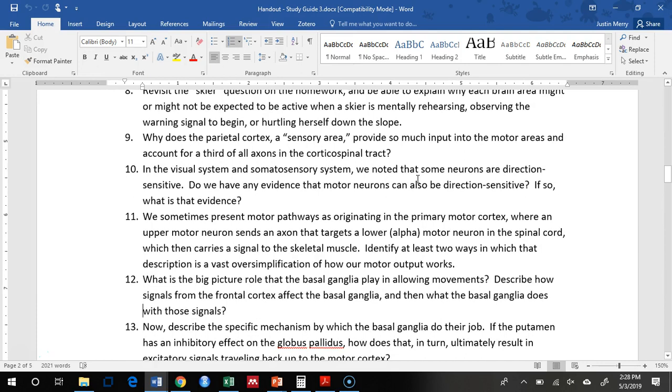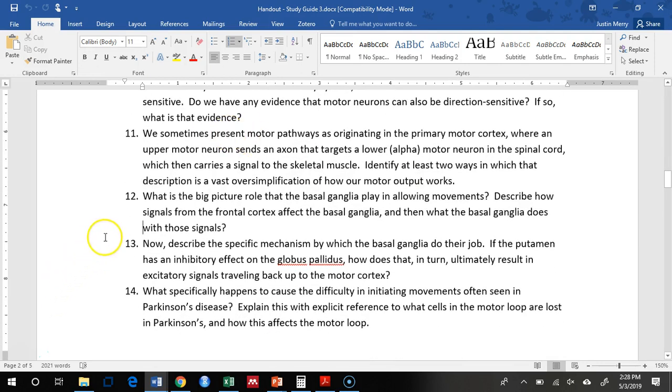Chapter 14, question 13. Oh, good. Yep. So this one is about basal ganglia, how they do that. Yeah, so this is that story about the motor loop. We were sort of just there, but we didn't actually do the story. And then there is this question: if the putamen has an inhibitory effect on the globus pallidus, how does that in turn result in excitatory signals going back up to the motor cortex?